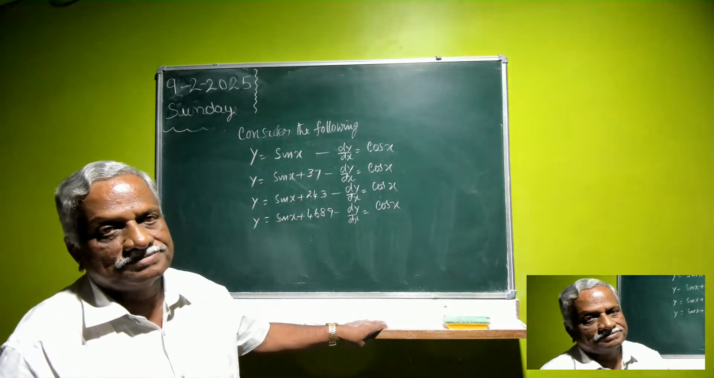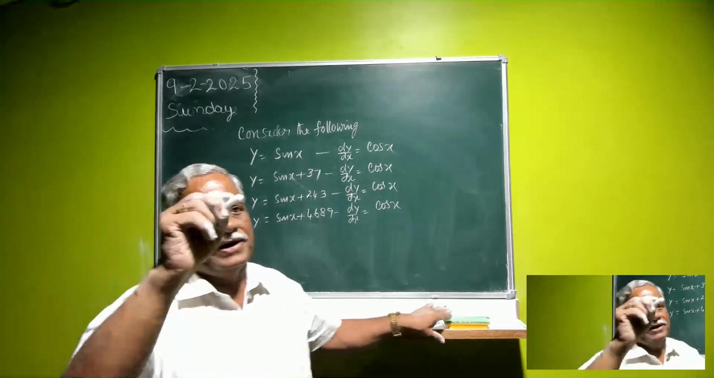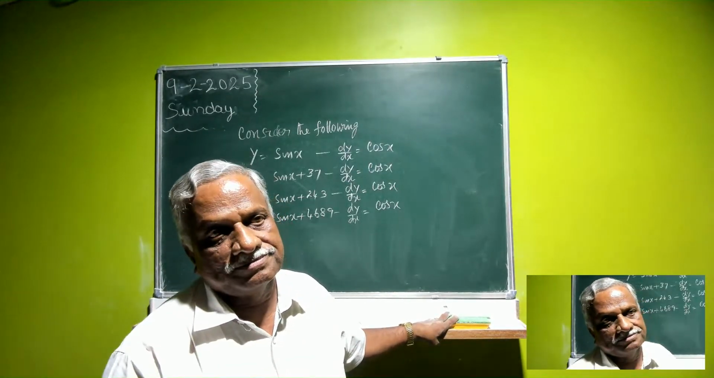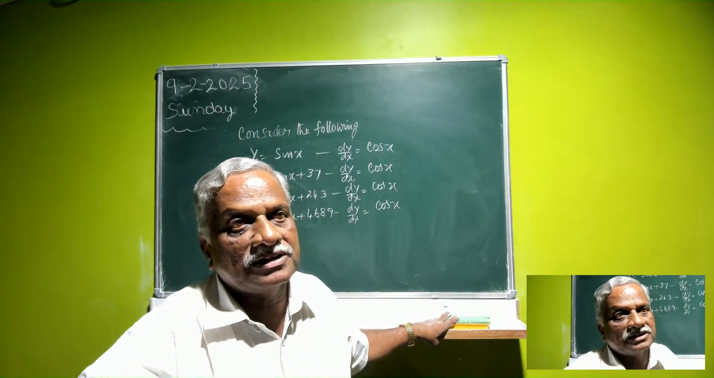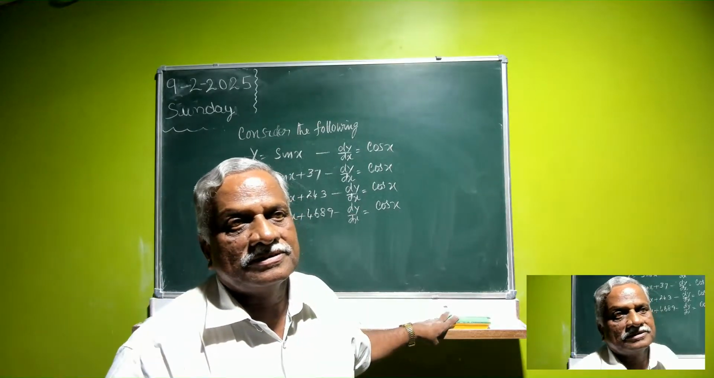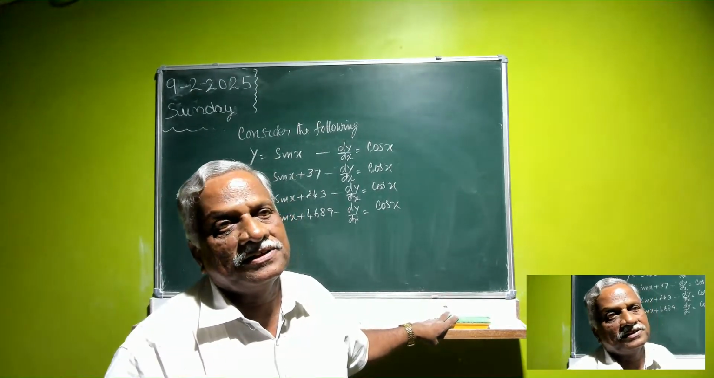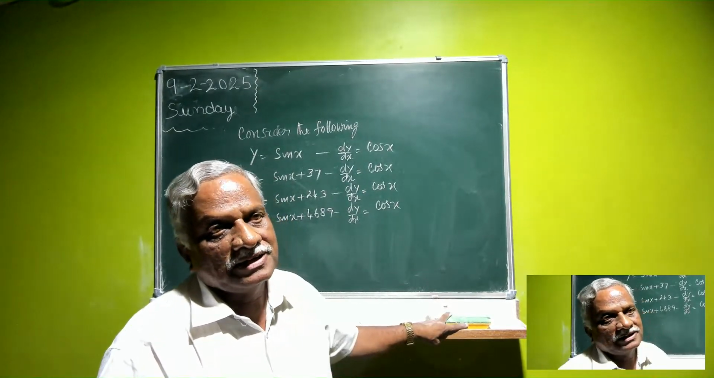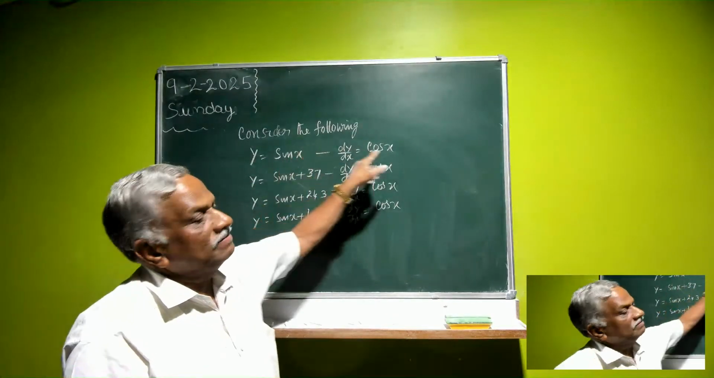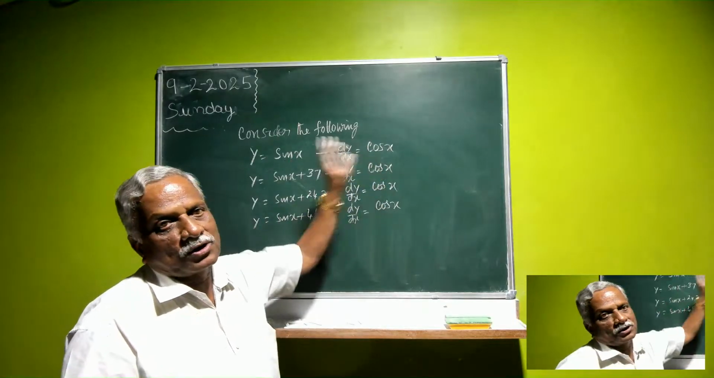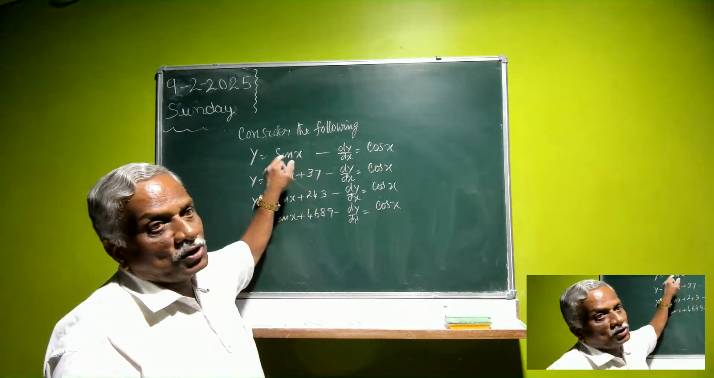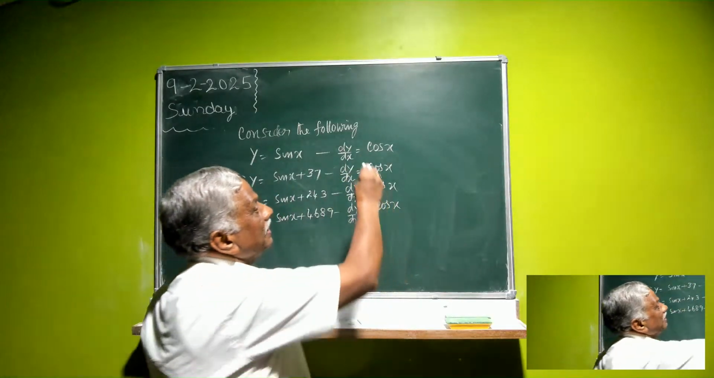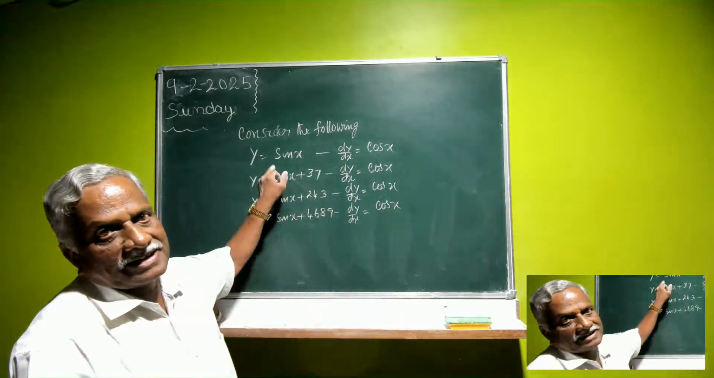Now let me recall what we have said. Take a function, integrate it, you get an answer. If you take that function, differentiate it, you get back the function. Now we have taken a function, differentiated, and got cos x. If I want to get back cos x, I must integrate this. So if I integrate this cos x, I get sin x.